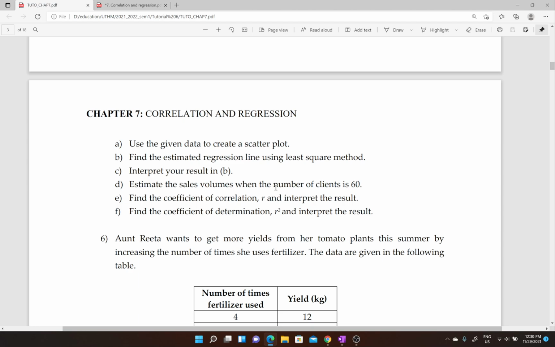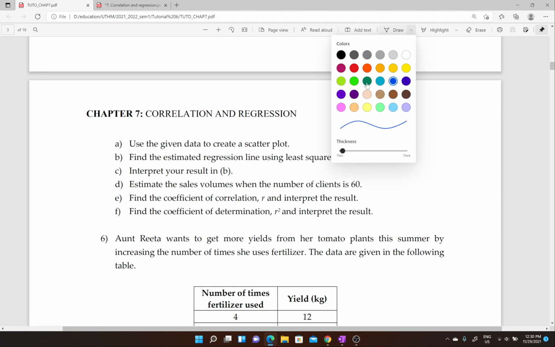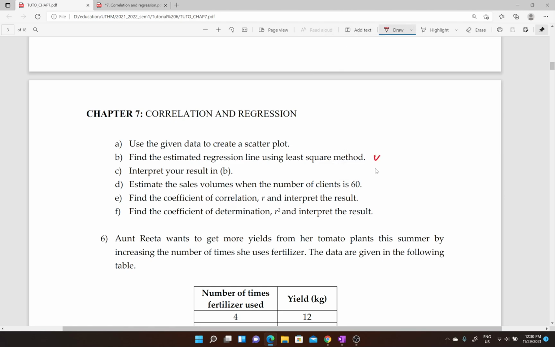Estimate the sales volume when the number of clients X is 60. Here you will get the regression line, isn't it? A plus BX. When they ask you to estimate the sales volume when the number of clients is 60, first of all, the number of clients is X. You have to determine that. Replace the X with 60 once you find the A and B. Whatever value of Y you get, that is the sales volume. Okay, that's how we go.